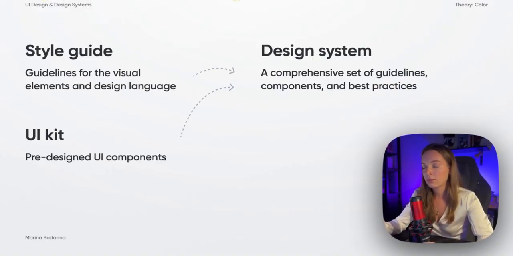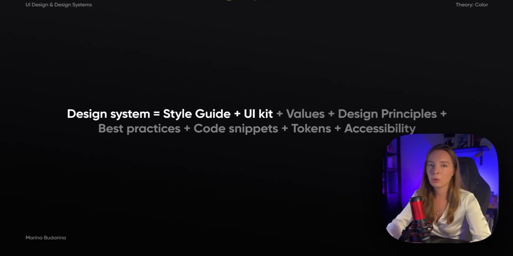UI kit, on the other hand, is a collection of pre-designed user interface components, such as buttons, forms, icons, cards, and other elements used in digital products. And design system includes both of them. It's like a comprehensive set of all of this, including guidelines, principles, and things that we discussed in the part. In fact, design system goes beyond just UI kit and style guide, as we discussed above. It can include mission, vision, personality, values, design tokens.